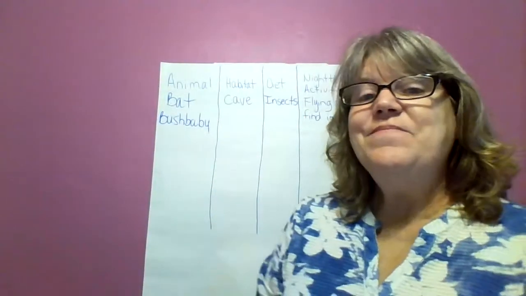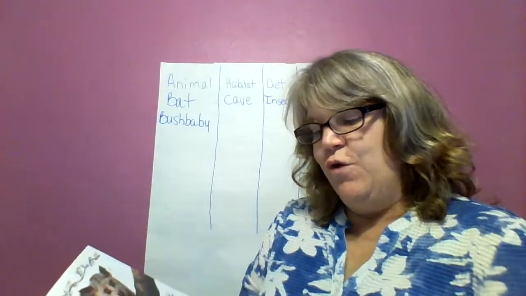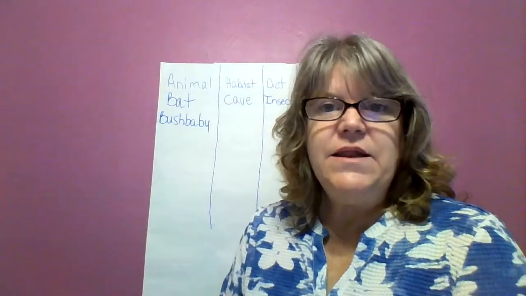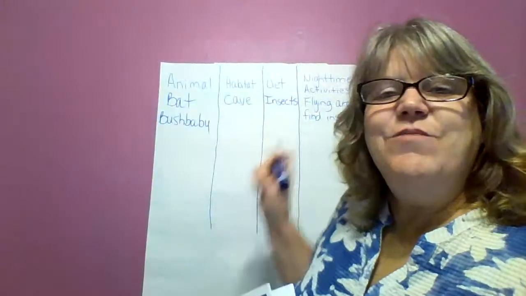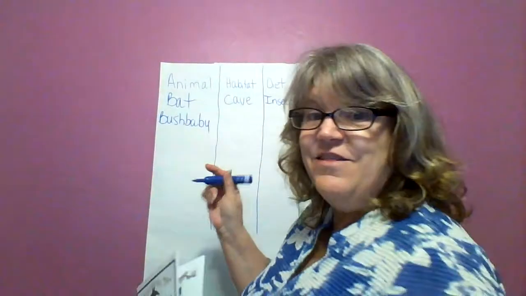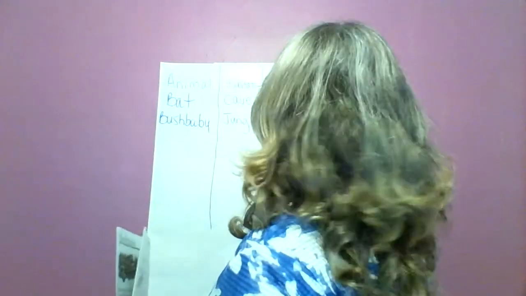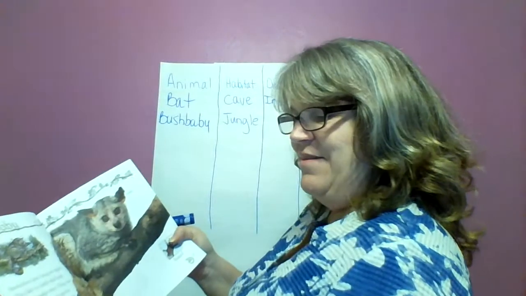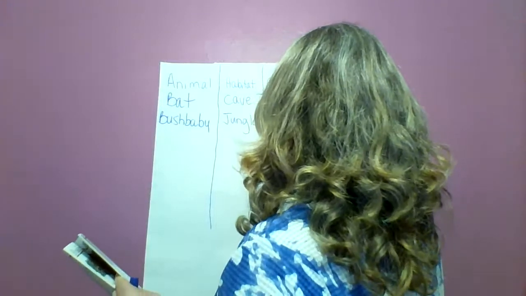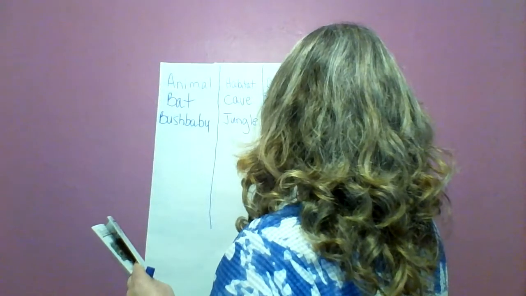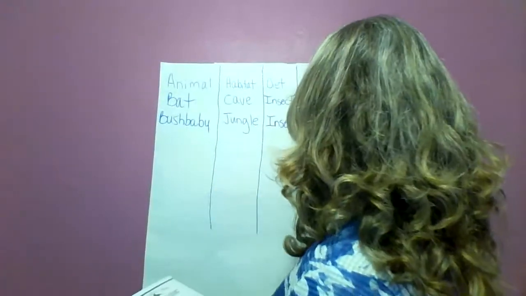And when I read, it says right in here that they don't sleep at night. They like to climb and leap through the jungle trees. So where does the bush baby live? The habitat is the jungle. And their diet, it says they hunt for insects. So we have another insect eater. Okay? And their nighttime activities, they climb and leap through jungle trees.